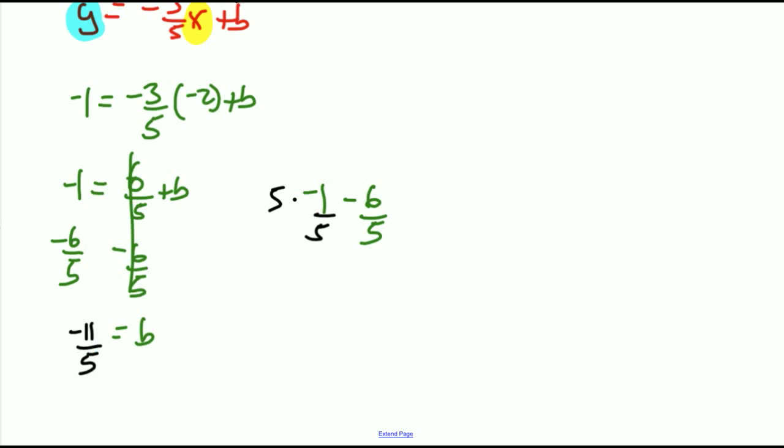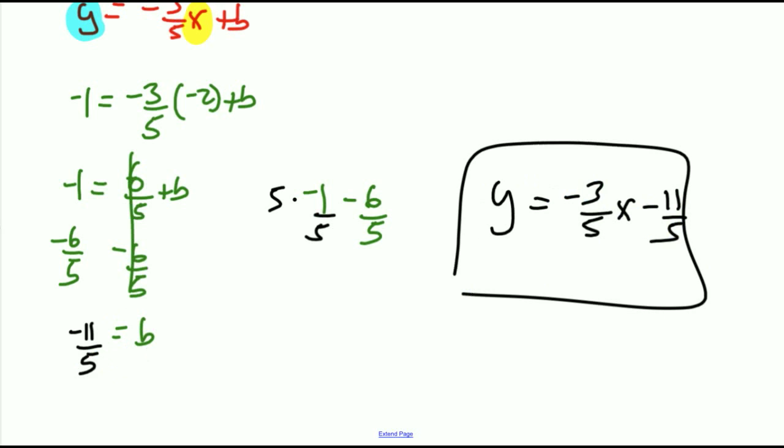Awesome. So I have my m, I have my b, so now I can finally write my equation. So negative 3/5 x, and then our b right here is 1 over 5. And that should do it.